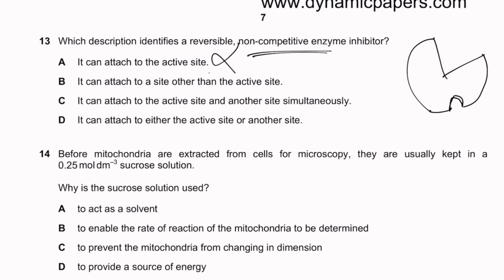It can attach to a site other than the active site, exactly. It can attach to the active site and another site simultaneously, or it can attach to either the active site or another site. If it attaches to the active site, there's a big chance it's a competitive inhibitor, not a non-competitive inhibitor. So B is your answer.